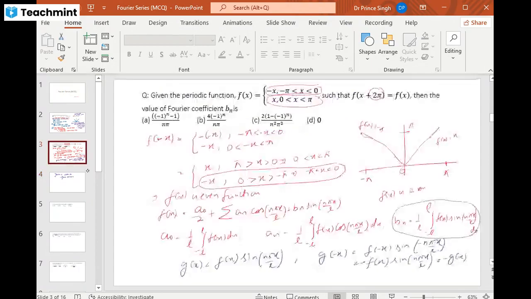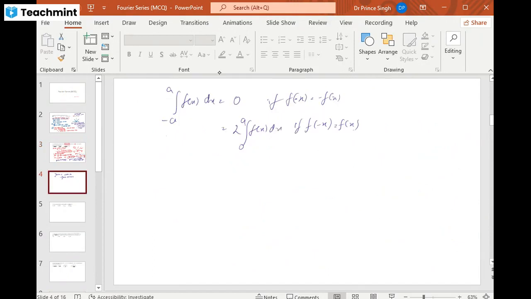So if we just look at this formula, cosine is even, f of x is even, so the product is also even. So what is the formula of a naught in this case? A naught will be equal to 2 upon L, integral from 0 to L, f of x dx. And the formula for an is 2 upon L, integral from 0 to L, f of x into cos of n pi x upon L dx. And the value of Bn is 0.